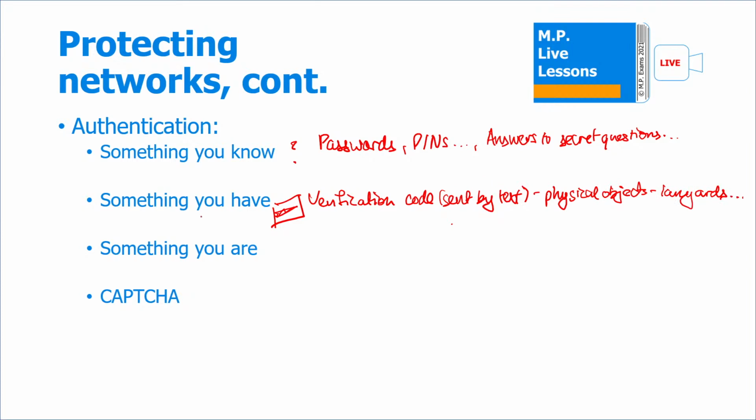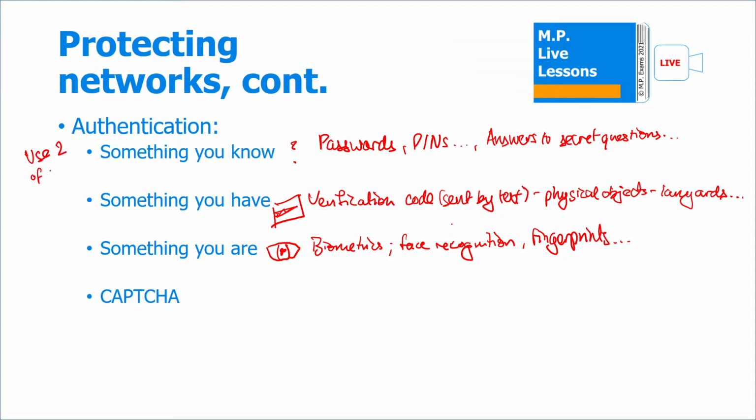Something you are. These would often be biometrics. This would be like face recognition, fingerprints, and so on. And it's probably best to have at least two of these. This is called two-factor authentication.